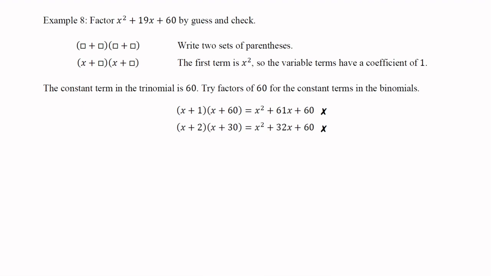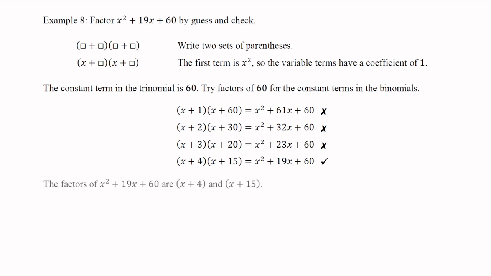So we move on to the next set of factors, which are 2 and 30. That gives us 32x as the middle term. So that still doesn't work. 3 and 20 still does not work. That gives us 23x as the middle term. So we move on to 4 and 15, and that does give us a 19x as our middle term. So the factors of x squared plus 19x plus 60 are x plus 4 and x plus 15. And we can write it out as x squared plus 19x plus 60 equals x plus 4 times x plus 15.